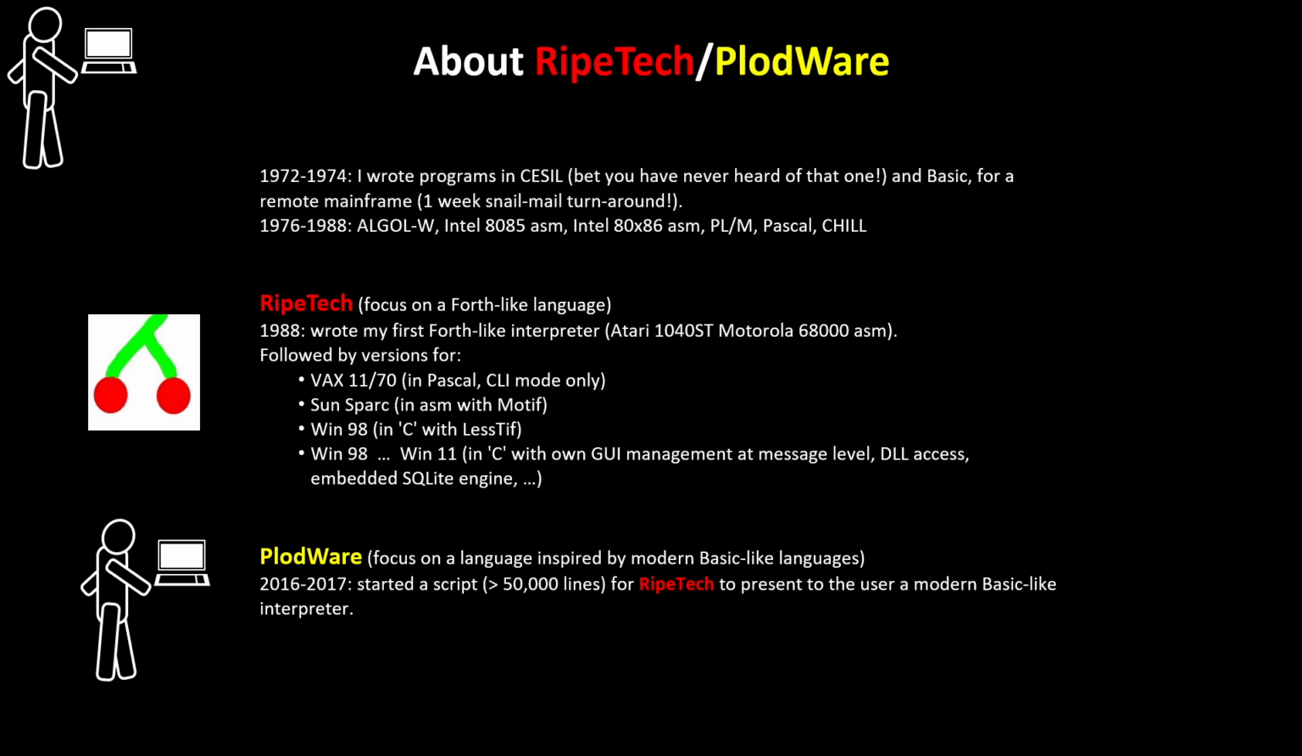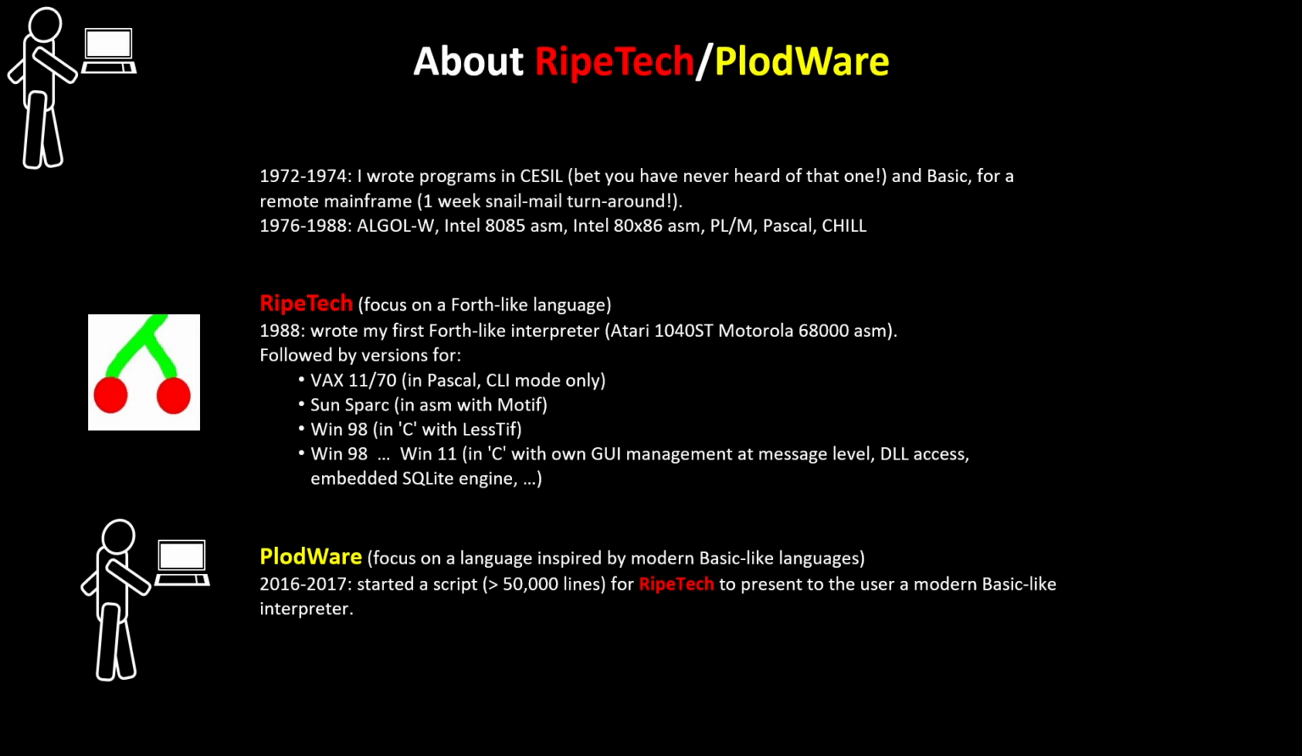Around about 1988, I had an Atari ST, a Motorola 68000 based machine, and I discovered a Forth-like language. I couldn't get it to work properly, and I was so angry at my own incapability that I bought a book on Forth, found out how it functioned, and started writing my own versions. Of course, the first thing I wrote was a version for the Atari in Motorola assembler, followed on by VAX, VAX 11/70, written in Pascal.